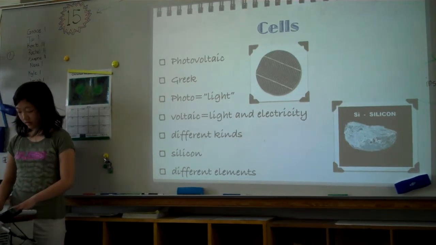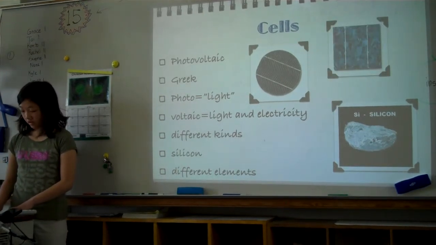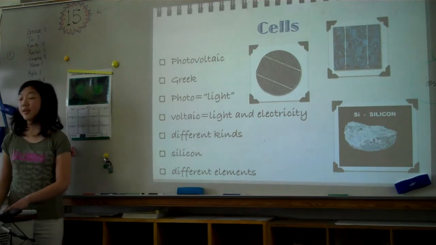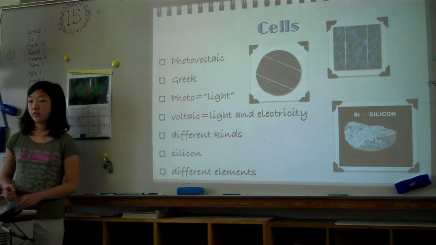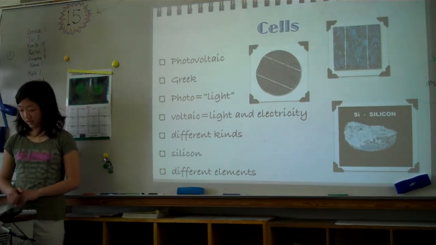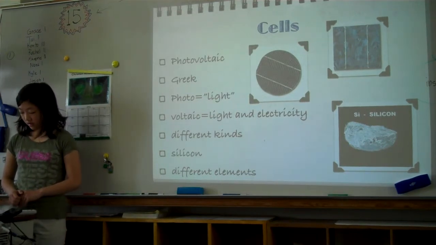Another basic cell is the polycrystalline. Each cell is basically the crystalline, but instead of each cell being a single silicon crystal, each cell is a collection of many silicon crystals.